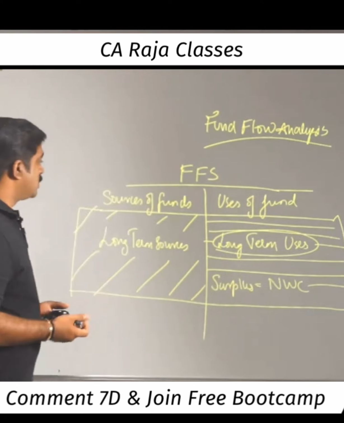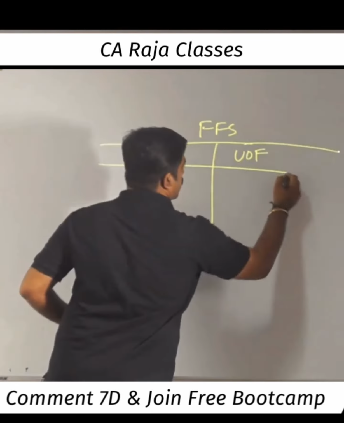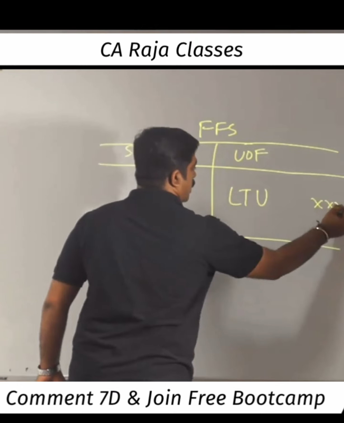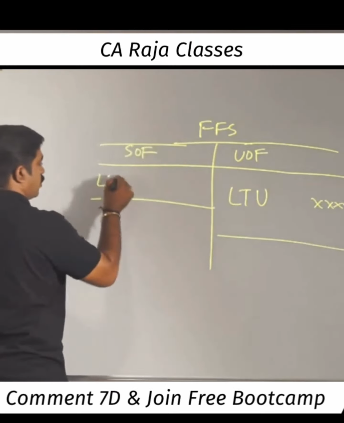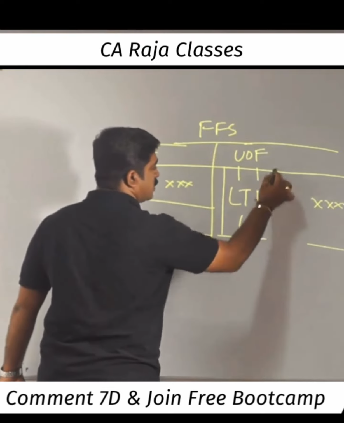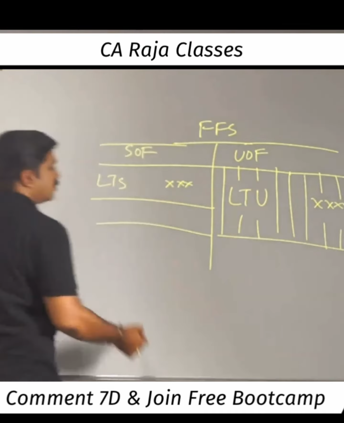But your fund flow statement will also reveal something other than this. And let's say this box is going to represent long-term uses. Okay. And on the left-hand side, this box represents long-term sources. So if you notice, on the right-hand side, the long-term uses are much bigger, right? The source for this long-term uses are very small.